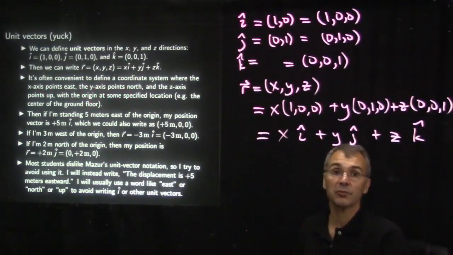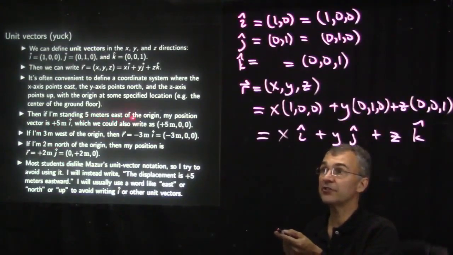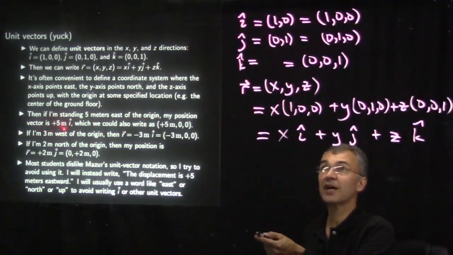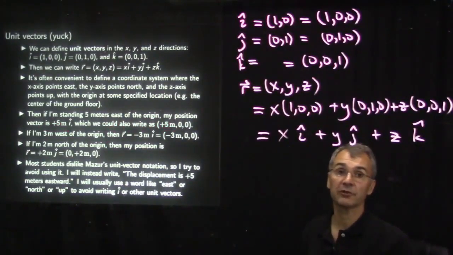It is often convenient to define a coordinate system where the x-axis points east, the y-axis points north, and the z-axis points up, and the origin is at some specified location. Maybe it's at the center of the ground floor of the building you're working on. Then if I'm standing 5 meters east of the origin, my position is at plus 5 meters i hat, which we could also write as plus 5 meters, comma 0, comma 0.